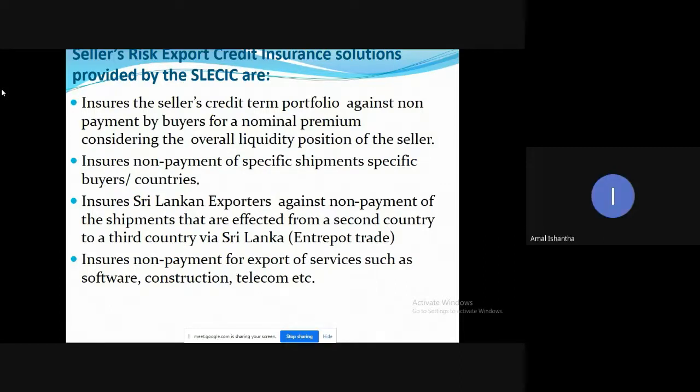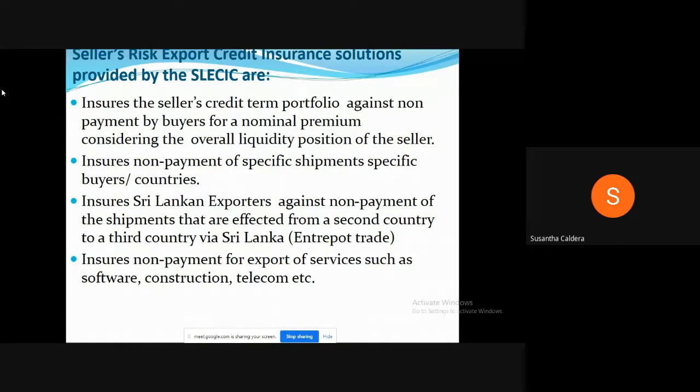Marine insurance is only if the goods are damaged while in transportation, but this covers a credit risk, non-payment risk. Super, super, excellent answer. Right? Marine insurance covers only if the goods are damaged, but if the buyer doesn't pay, that buyer's credit risk is not covered. But this covers. So it ensures non-payment of a specific shipment or specific buyers or countries.